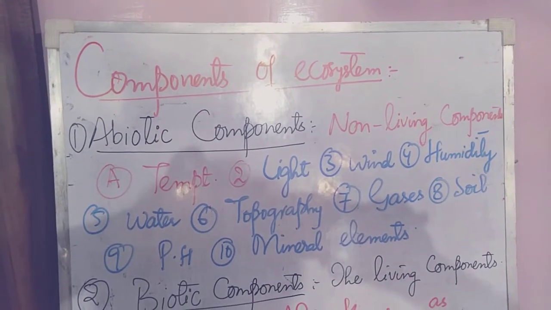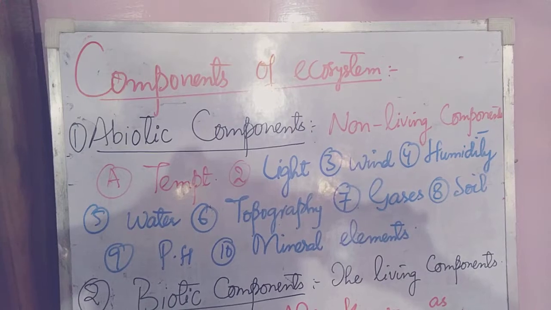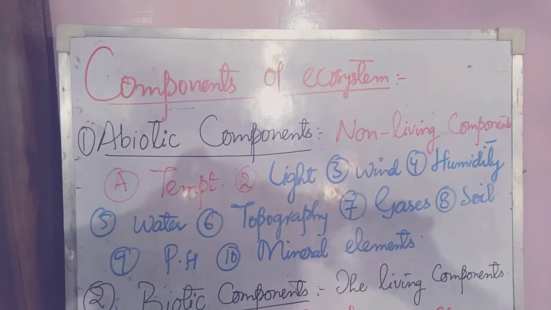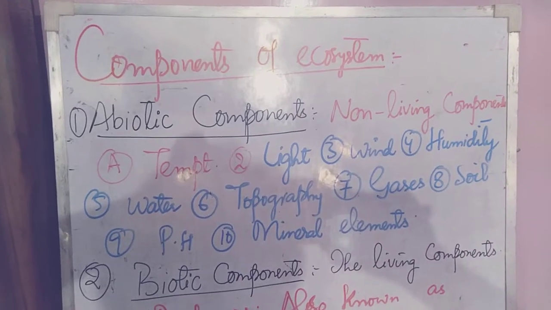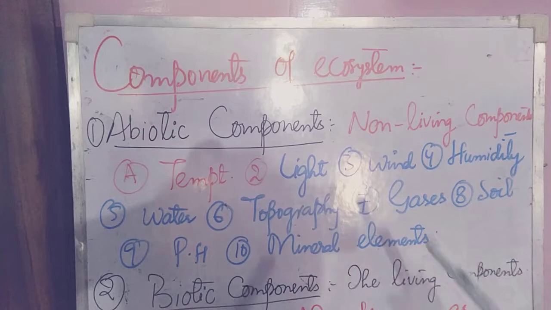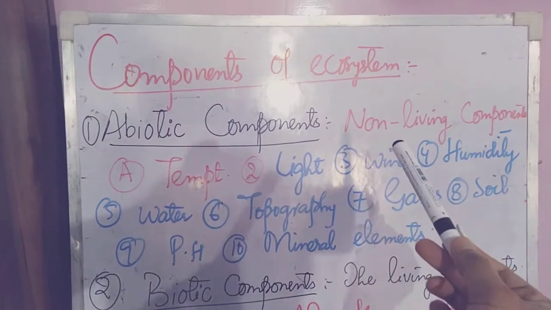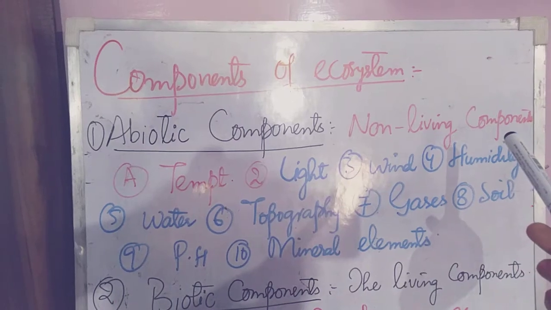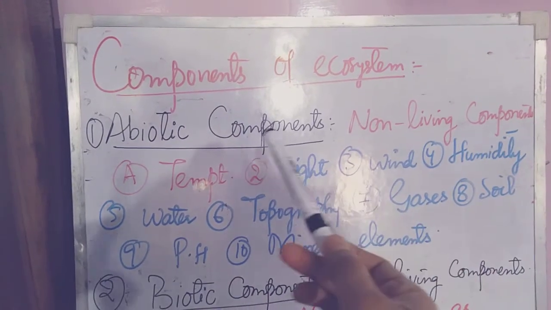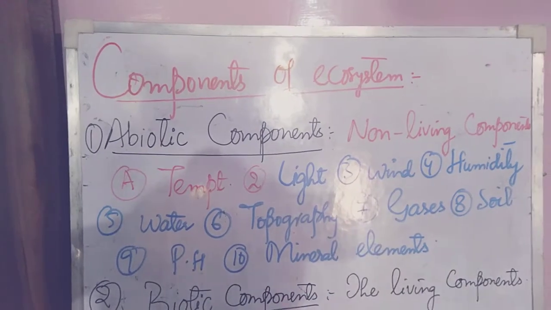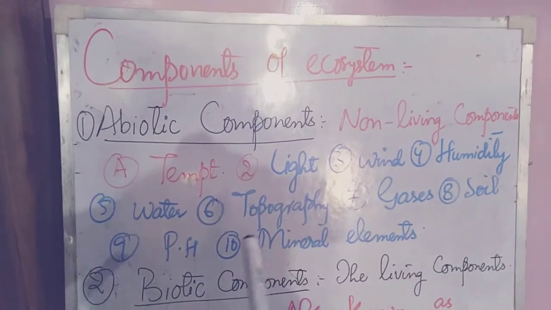As in the previous lecture, I have already told you that the ecosystem is composed of two main components, the abiotic components and the biotic components. So first of all, we shall deal with the abiotic components. These are the non-living components of any ecosystem. So these abiotic components are of following types.